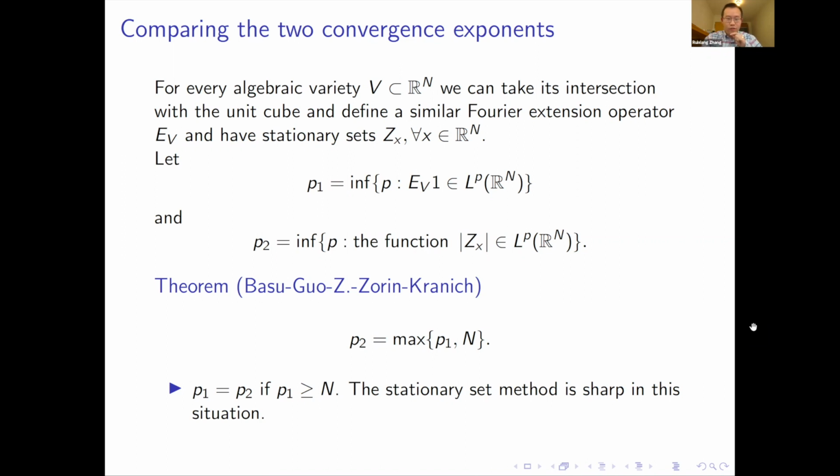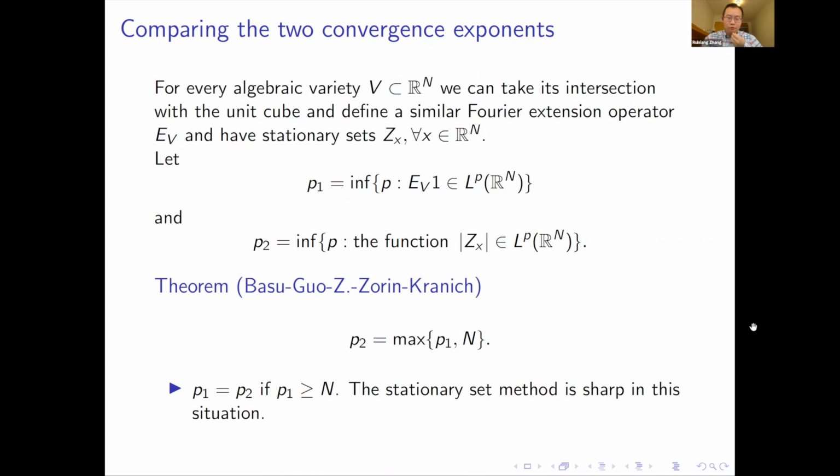Because of that other relationship that I mentioned, you can bound the stationary sets by the oscillatory integrals, and now we are bounding the oscillatory integrals by stationary sets. We found that in a lot of situations this reduction is sharp, that P2 is actually equal to the maximum of P1 and the total dimension, capital N. This is completely general. This doesn't have to do with this particular surface.